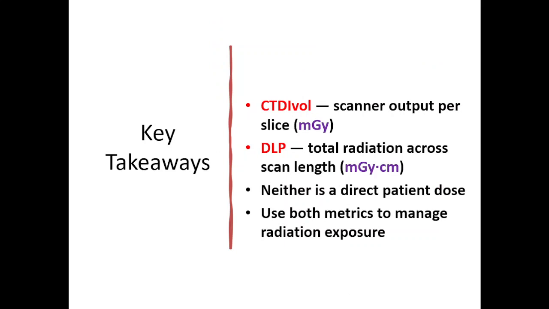So here are the key takeaways. CTDIvol tells us the scanner output per slice in milligray. DLP tells us the total radiation delivered across the scan length in milligray times cm. Neither is a direct measure of dose, but together they help us monitor and optimize CT radiation exposure. And always check the phantom size when interpreting CTDIvol.